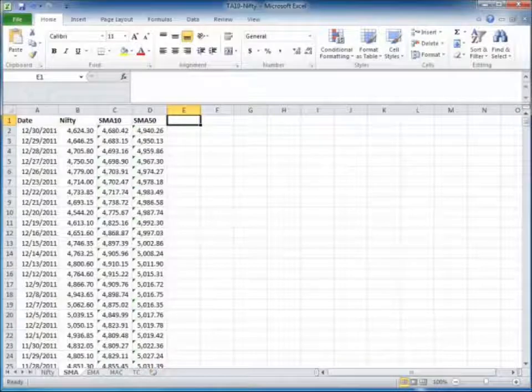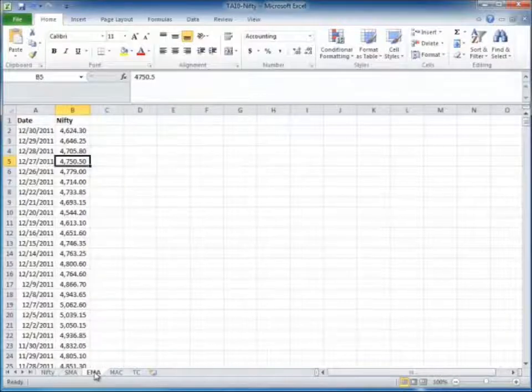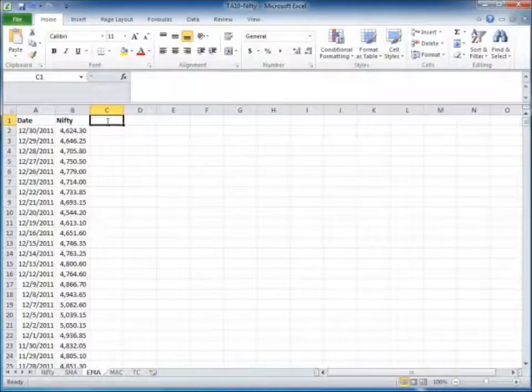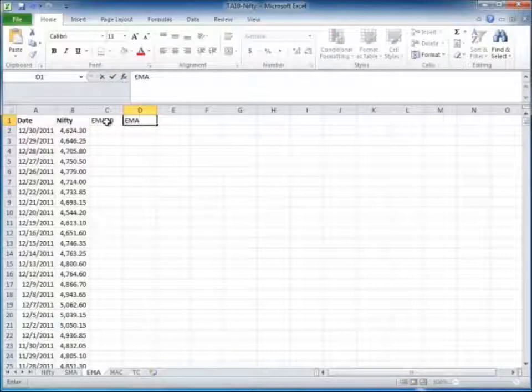Exponential moving average. Here we are back in Excel to the same place where we left off. So we left off calculating the simple moving average of 10 days and 50 days. Now what we're going to do is calculate the exponential moving average. Okay, so I'm going to go to this EMA tab here. And again, it's the same as before, just the date and the value of the index. And we'll calculate the exponential moving average, again, for 10 days. And we'll do the exponential moving average for 50 days.